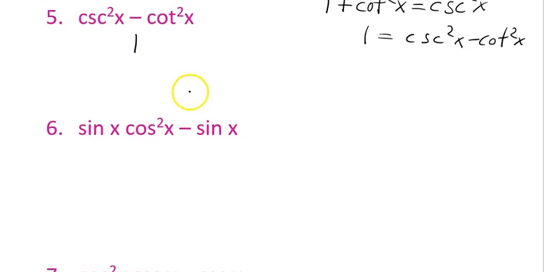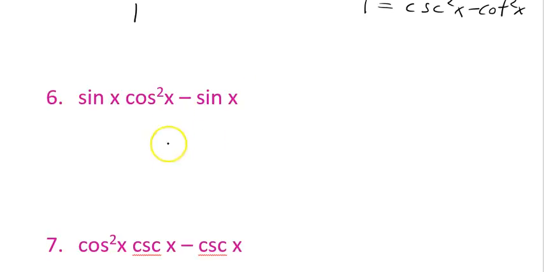Alright, number 6. Now, I see a cosine squared, but my sines are not squared. And so this is not immediately jumping out as a Pythagorean identity just moved around. I can turn things into sine and cosine. They're already there. Okay, so I need to think about algebra. Do you see what algebra step I might could take to work on this problem?